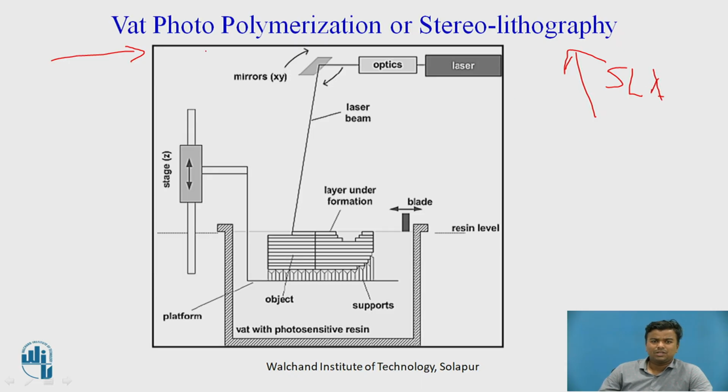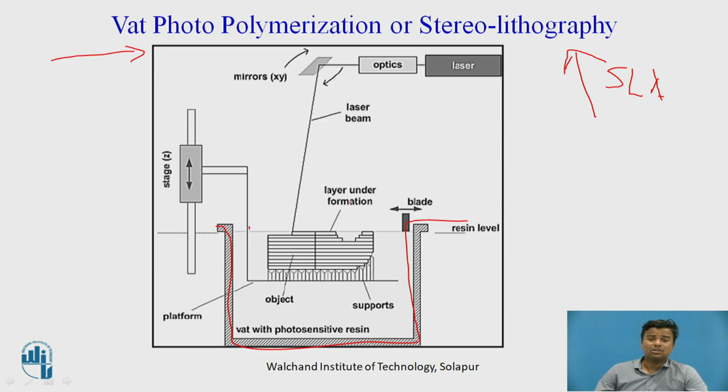Now, what is the working principle of vat photopolymerization? What will be the form of the material in the vat photopolymer? It will be liquid, stored in the vat. What is meant by vat? A vat is a tank or chamber in which we can pour a liquid resin. Which type of liquid resin? For example, liquid epoxy resin, which is a very famous one.